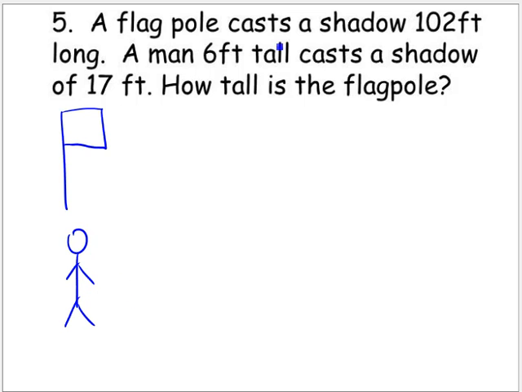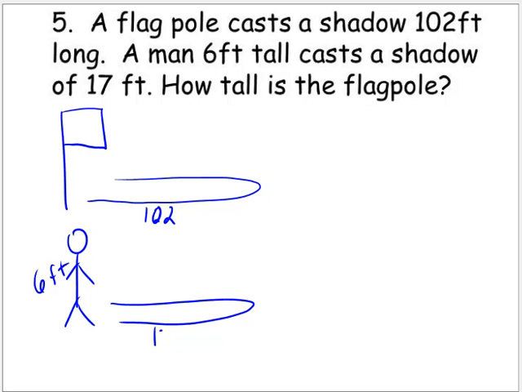Well, let's go over here. The flagpole casts a shadow of 102 feet long. So here's my shadow. It's 102 feet long. The 6 foot tall man casts a shadow of 17 feet. This will allow me to figure out how tall the flagpole is. So I'll be able to write the proportion X is to 6 as 102 is to 17.